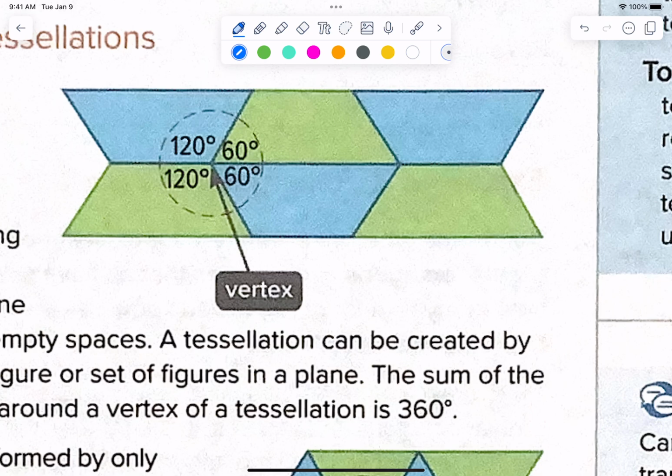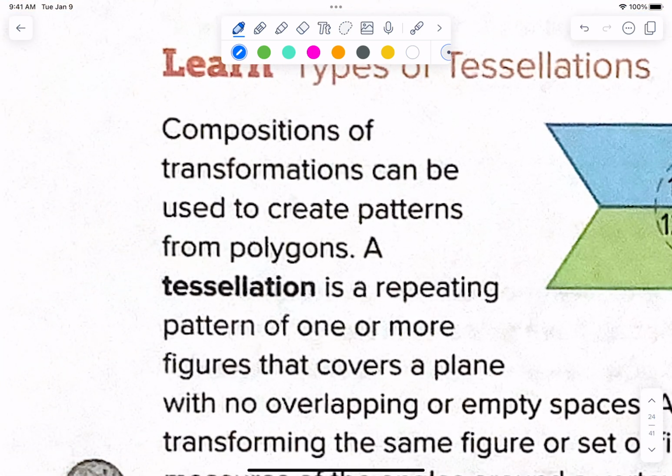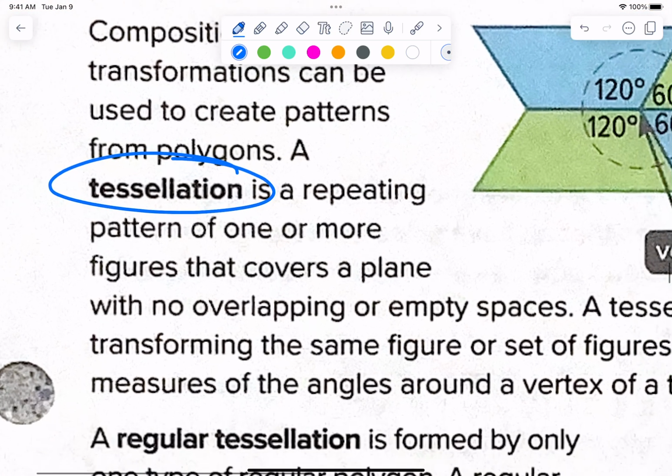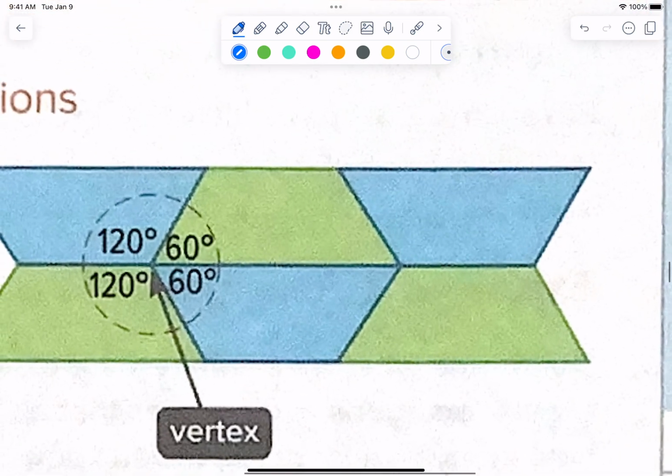But a tessellation is using the same object over and over again to make floor tiles. Does that make sense? I think of these as bathroom floor tiles, right? So you're trying to take the same shape and put them together, okay? This is called a tessellation. Circle that word, tessellation. We have different types of tessellations. This is one type of tessellation.